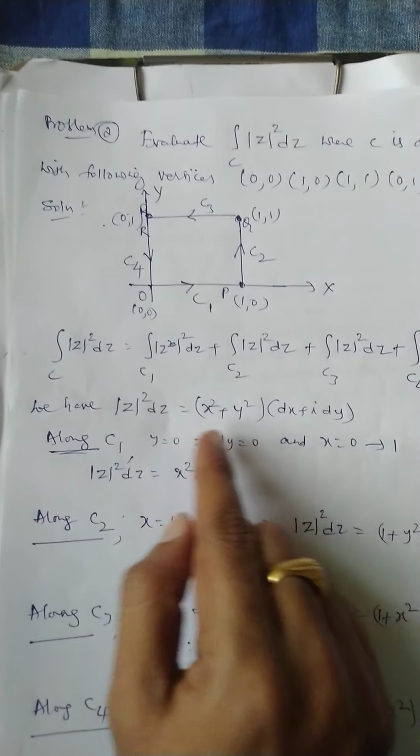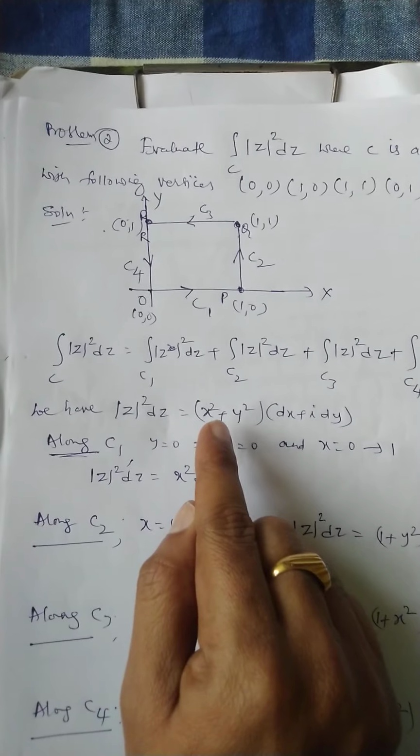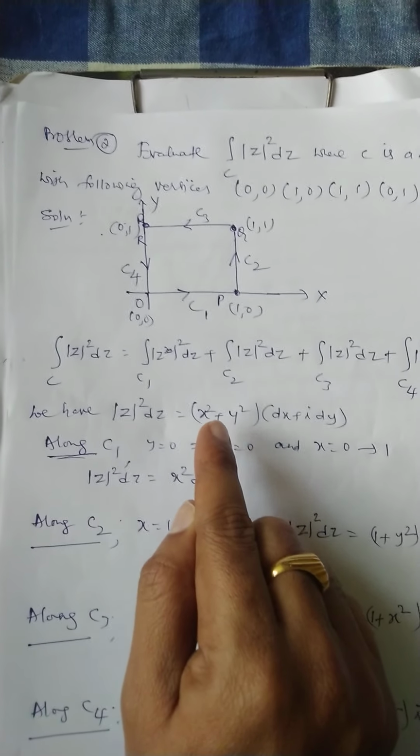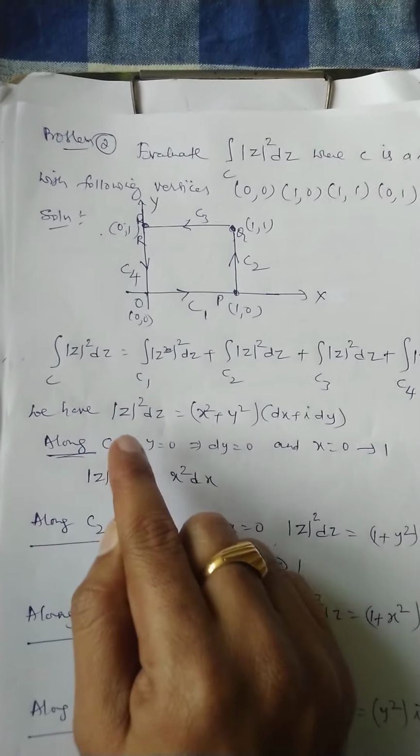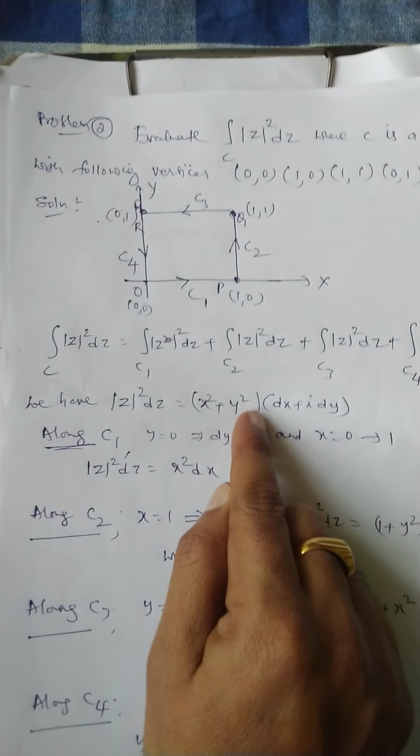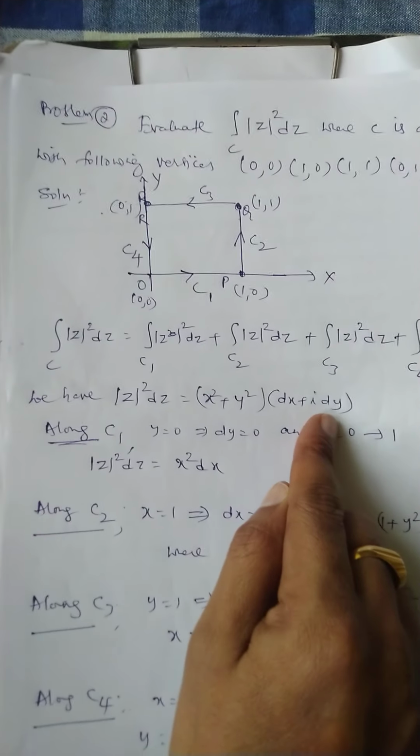Mod z square dz, on simplification: mod z is the root of x square plus y square, so mod z whole square will be x square plus y square. And dz is dx plus i dy.